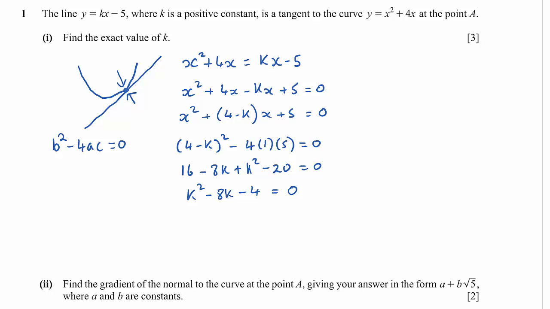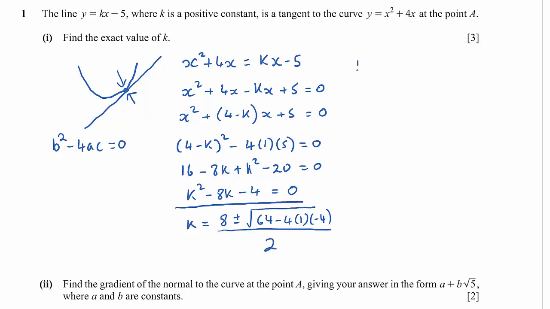Okay, so that doesn't seem like something that's going to factorize, so we might need to use the quadratic formula here. So I might underline that one because it's an important line. So k would be equal to 8 plus or minus the square root of negative 8 squared, 64, take away 4 times 1 times negative 4, all over 2.